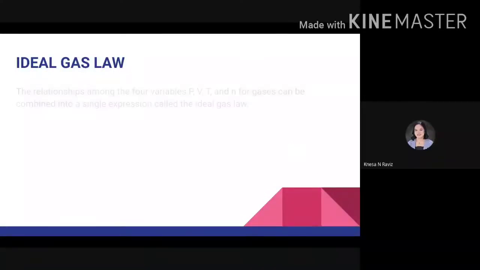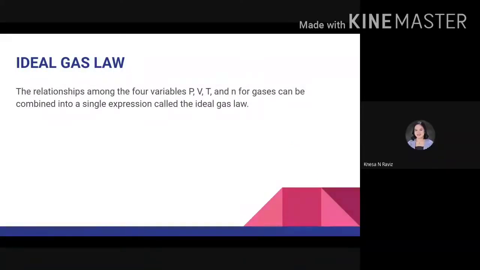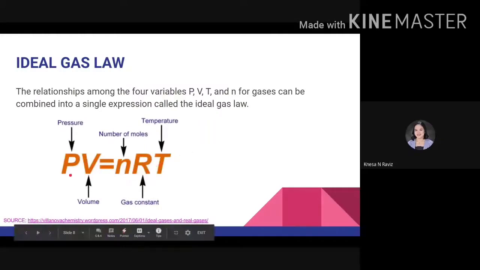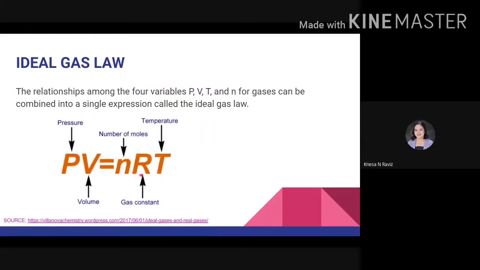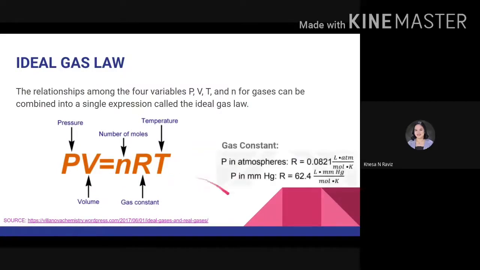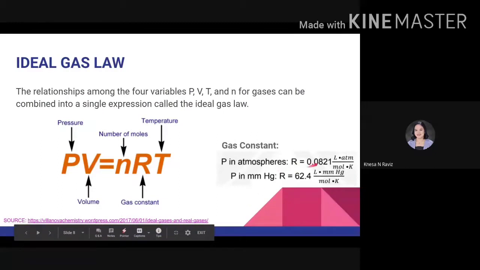Next, we have the ideal gas law. The relationships among the four variables, pressure, volume, temperature, and number of moles for gases, can be combined into a single expression called the ideal gas law. And that is equal to pressure times volume equals number of moles times the gas constant R times the temperature. Take note that the gas constant has a specific value depending on the unit of pressure used.